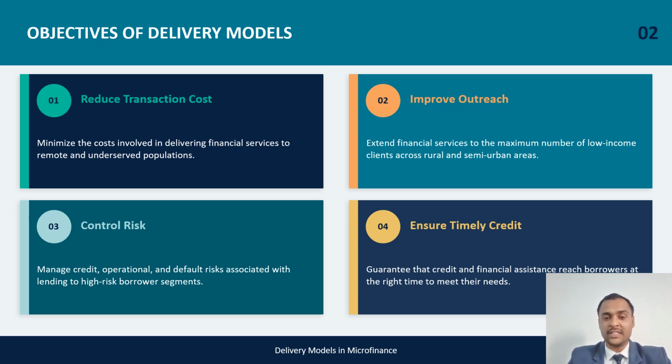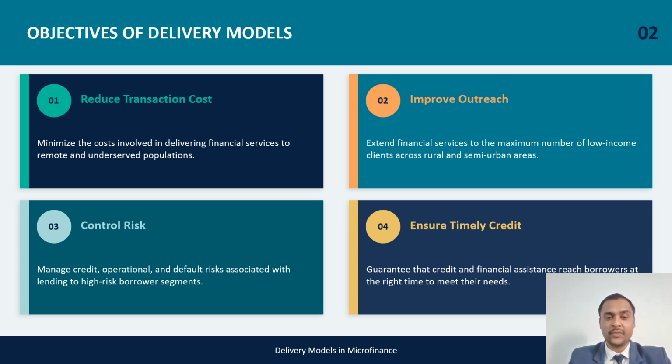The second is improve outreach. The purpose of microfinance is financial inclusion, so delivery models are designed to reach the maximum number of low income clients, especially in rural areas where there is no connectivity or traditional banking system. The third one is control risk. Lending to low income clients without collateral is risky. So the delivery model includes systems like guarantees, peer monitoring and regular repayment schedules, which reduce the risk of defaults by the client.